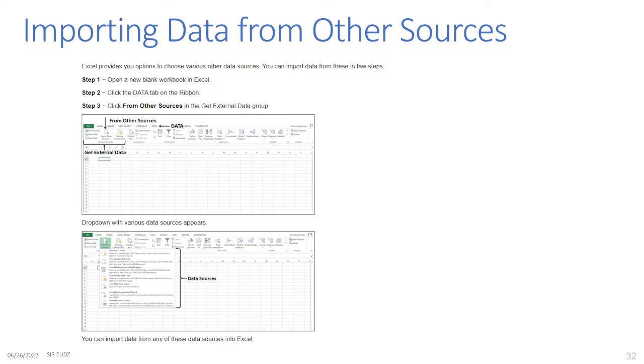Now importing data from other sources. Excel provides you options to choose various other data sources. You can import data from these in a few steps. Number one is to open a new blank workbook in Excel. Click on the Data tab on the ribbon. Then click From Other Sources in the Get External Data group. A drop-down with various data sources appears. You can import data from any of these data sources into Excel.